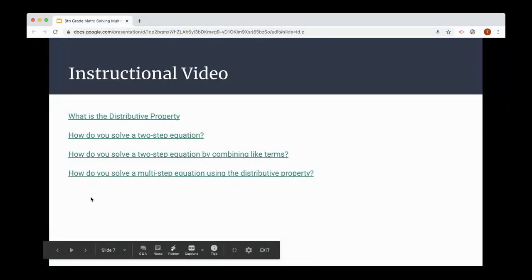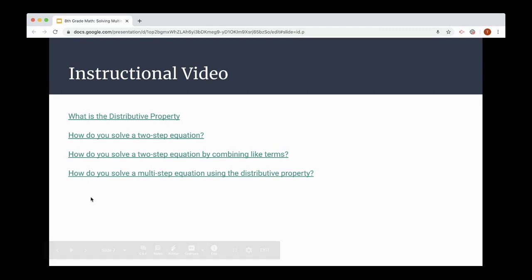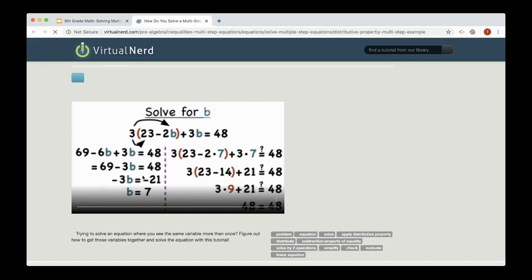And now we have one last video to watch on solving multi-step equations using the distributive property.